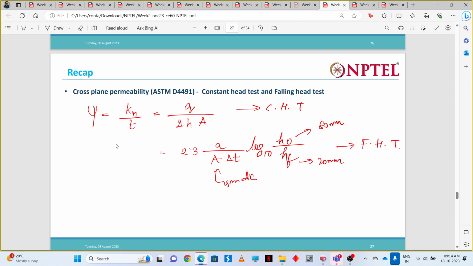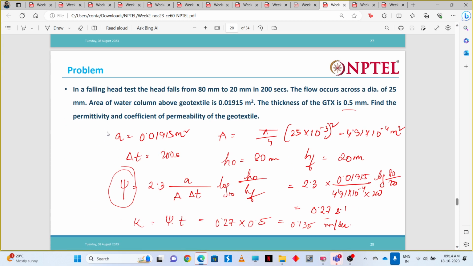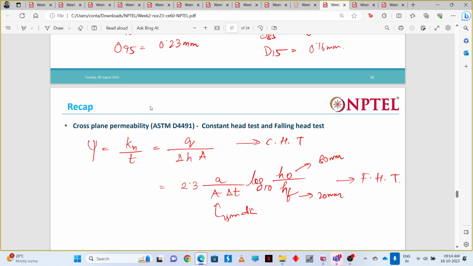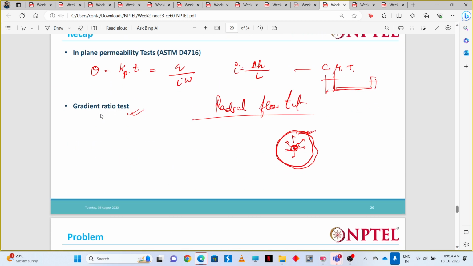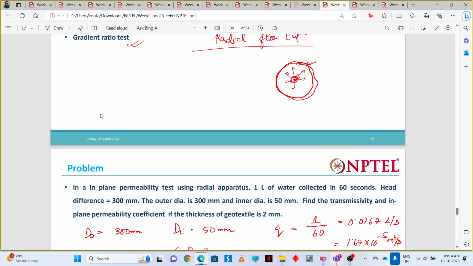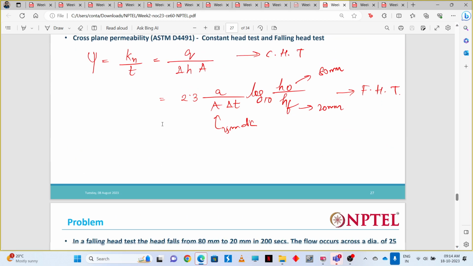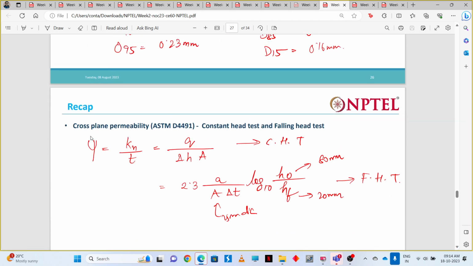So there are two types of permeability in geosynthetics, right? One is the cross plane permeability, and one is the in plane permeability. Cross plane permeability is determined by this expression, and in plane permeability is given by transmissivity. So this theta is for in plane permeability, and this expression is for the cross plane permeability.